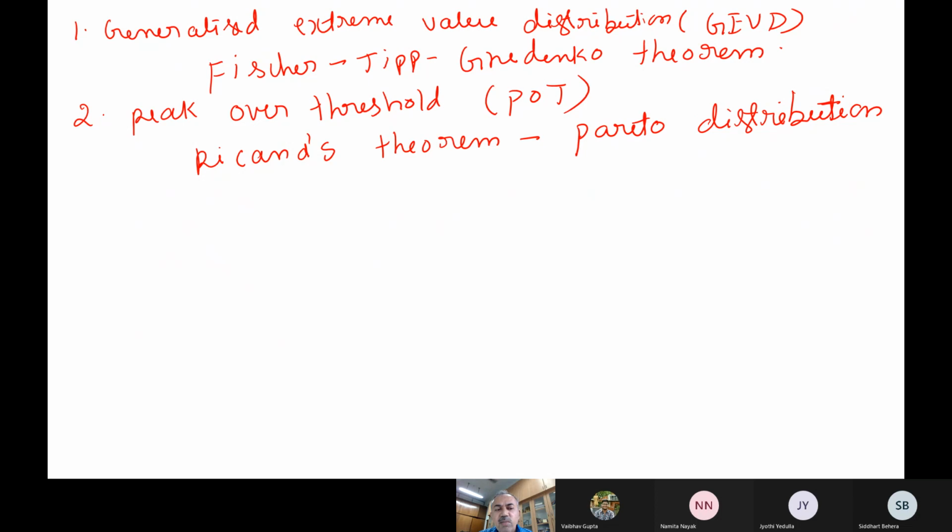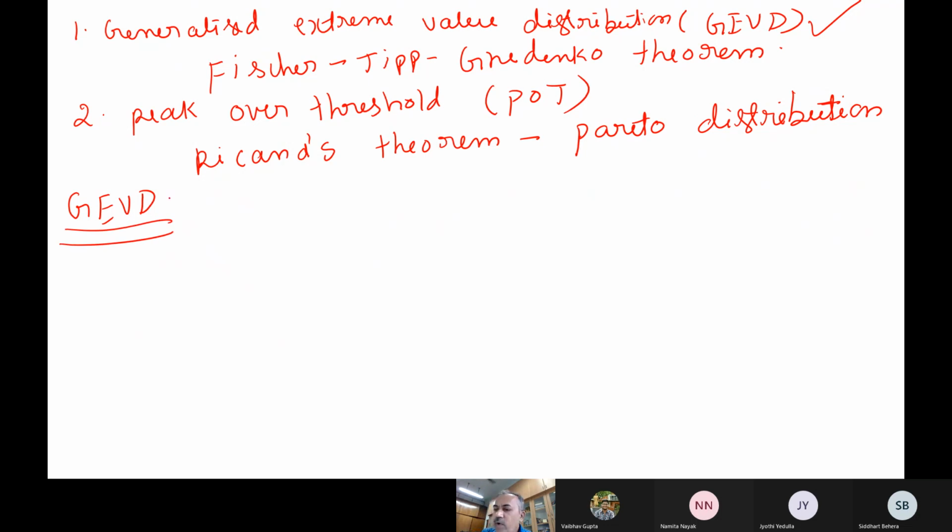Okay, so we will discuss both of them. But anyway, the Pareto distribution is fine, but we will be more focused on the widely used generalized extreme value distribution. Okay, so now let us see the first one. What it does and how it does, let us see the differences between these two approaches.